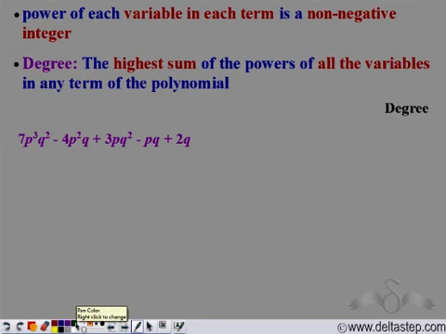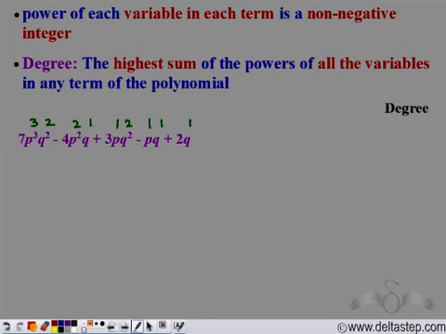So we need to check the power of each variable in each term. So the power of p in each term and the power of q in each term. Power of p here is 3. Power of q here is 2. Power of p is 2. Power of q is 1. Power of p is 1. Power of q is 2. Power of p is 1. That of q is 1. Here the power of q is 1.